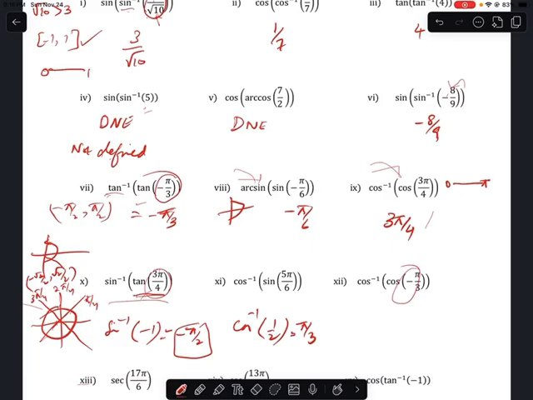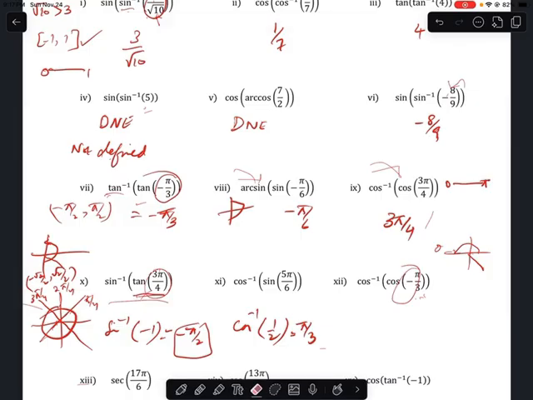Okay, so we are now saying this will be sine inverse of negative 1. But what is sine inverse of negative 1? We did it a little while ago. So this is negative pi over 2. So note here that it didn't give us 3 pi over 4 back, and the reason is because 3 pi over 4 is not in the domain of the tangent.